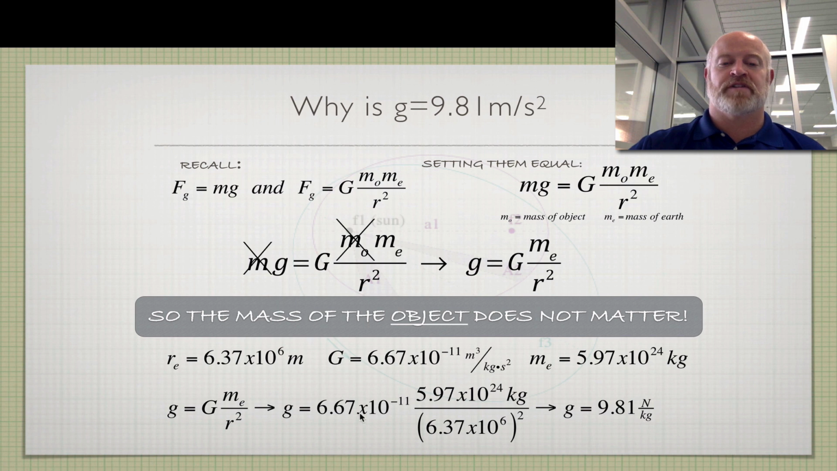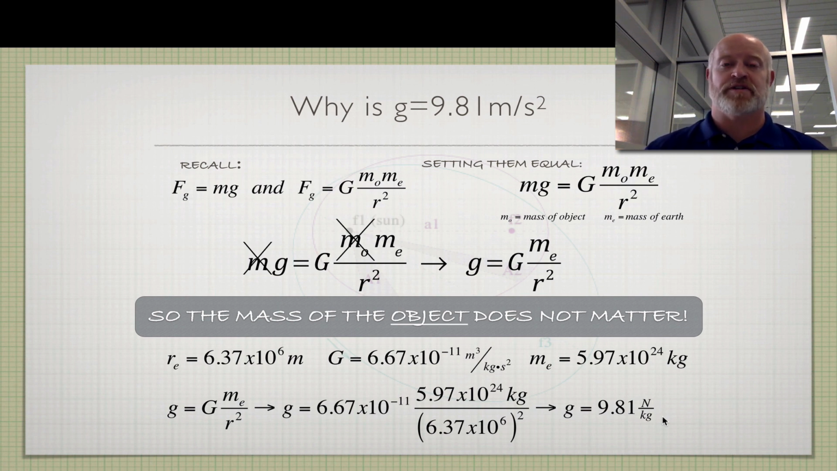So 6.67 times 10 to the negative 11th, 5.97 times 10 to the 24th kilograms, the radius squared, and if you solve for little g, at sea level, we get 9.81 newtons per kilogram. Okay, so that's where the 9.81 comes from.